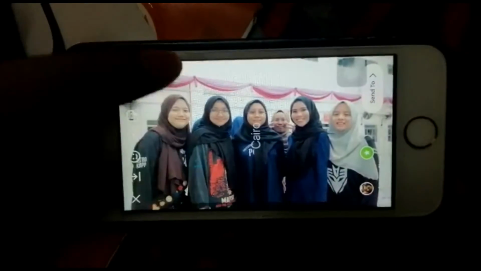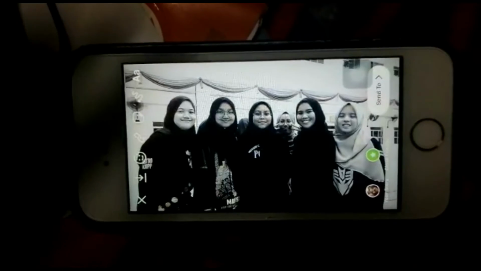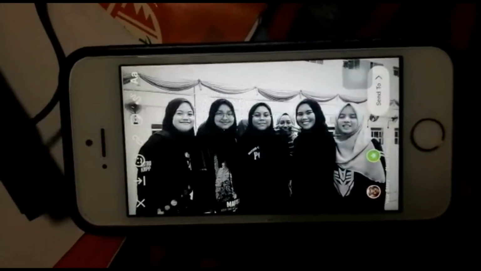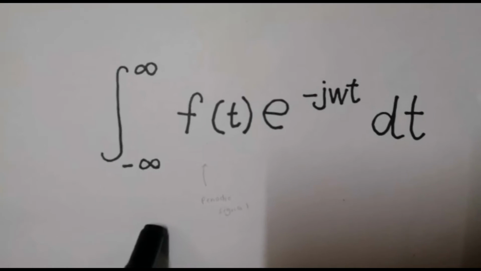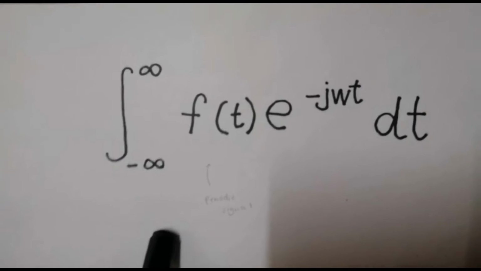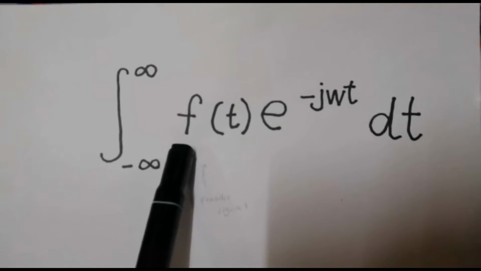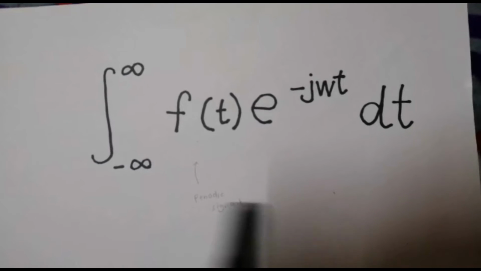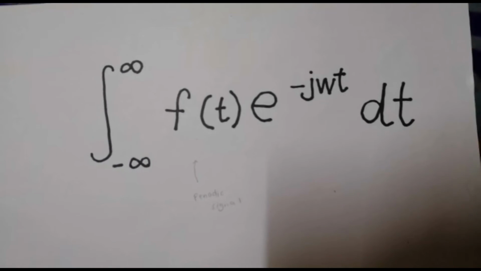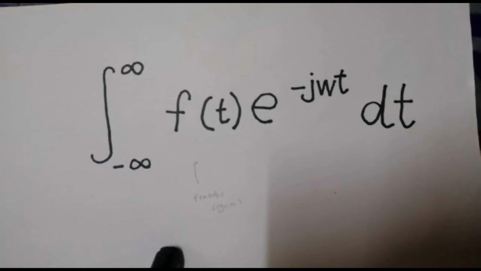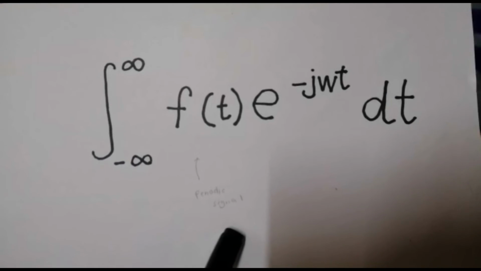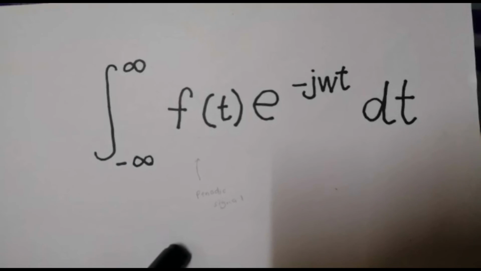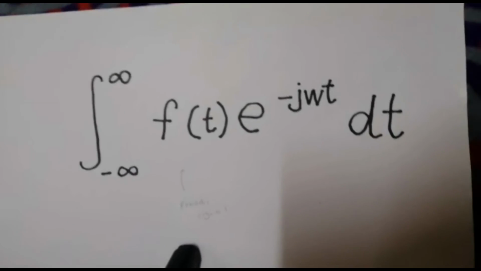For this filter, we can use the Fourier transform, using this equation. This is for a periodic signal, and then we have to integrate. The equation changes a time domain signal into a frequency domain signal. The difference between the Fourier series and the Fourier transform is that the Fourier transform handles a non-periodic signal.